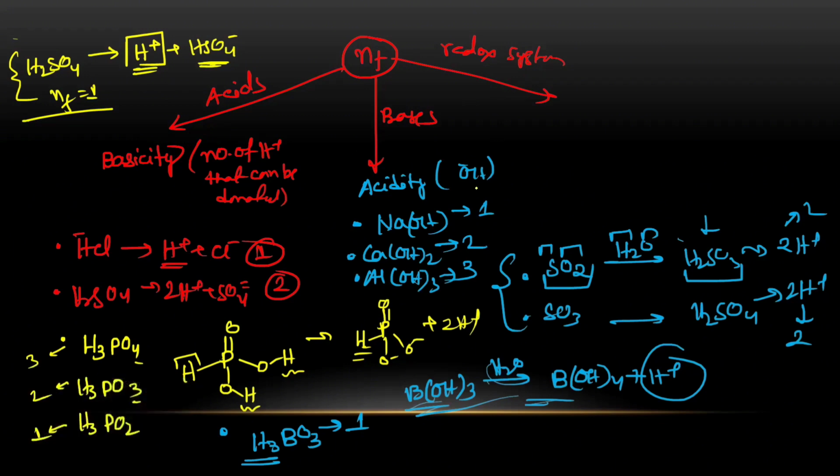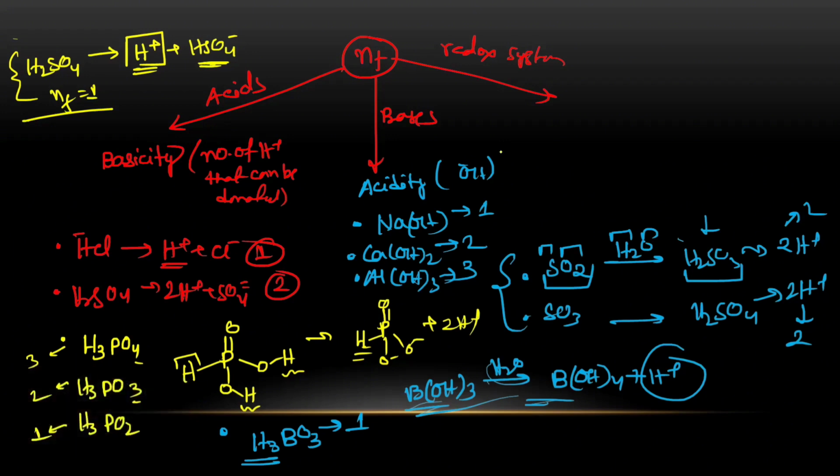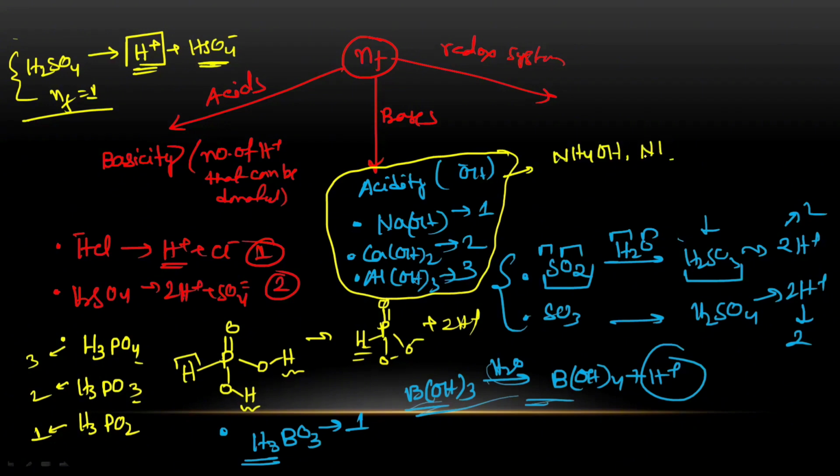Now one typical example for redox reaction. For redox reaction, be very careful. But one more thing before the redox reaction, for base, some more bases I want to show you. Suppose NH4OH, that means basically ammonia. If you add water with this, then you will be getting NH4OH. So this has one OH minus, so N factor is 1.